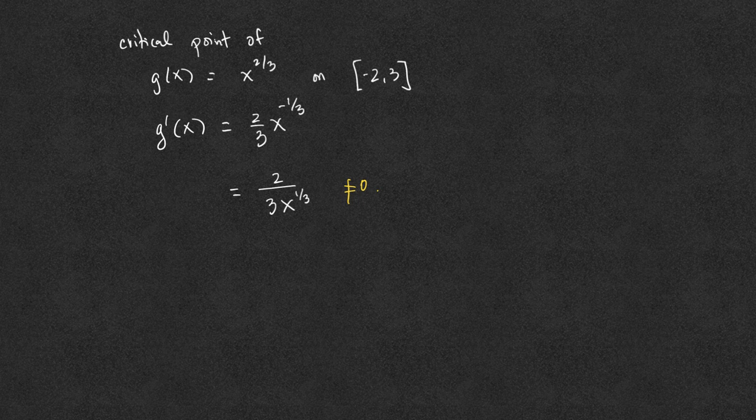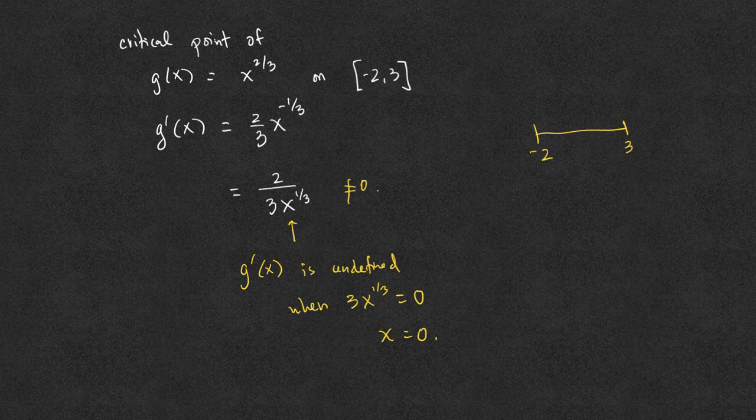But we noted that since x is in the denominator, g prime of x is undefined when the denominator is 0. And the denominator is 0 when x is 0. And so even though there is no value of x such that g prime of x is 0, there is one value of x where g prime is undefined. And so x equals 0 is within the given interval, negative 2 to 3. We say that x equals 0 is a critical point.